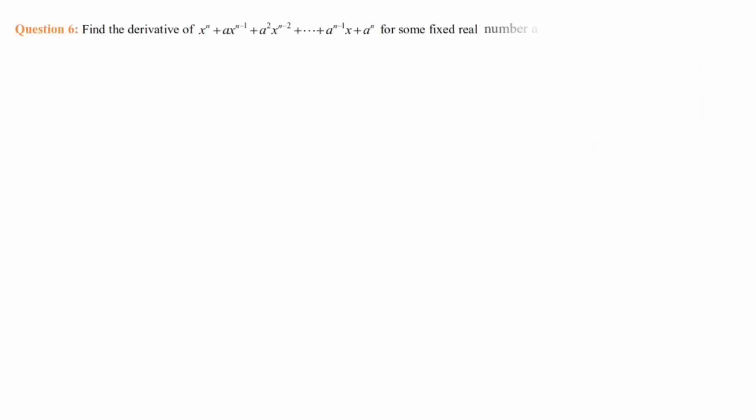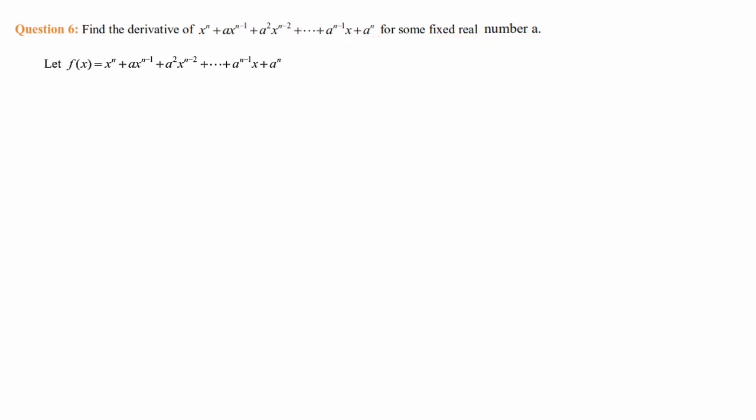Move on to question number 6. Find the derivative of x power n plus a into x power n minus 1 plus a square into x power n minus 2 plus etc. plus a power n minus 1 into x plus a power n, for some fixed real number a. Means here we are asked to find the derivative of these terms.